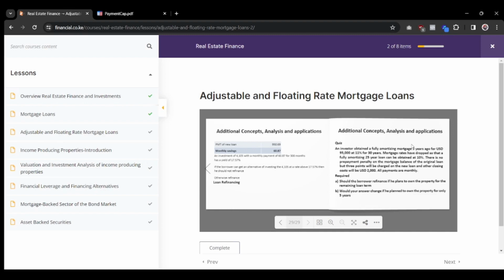We have now come to the end of the chapter on adjustable and floating rate mortgage loans. Attempt the quiz below to further enhance your skills and knowledge in relation to this topic and the lessons which have been learned. Now we'll proceed to the next chapter, which entails an introduction to income producing properties.